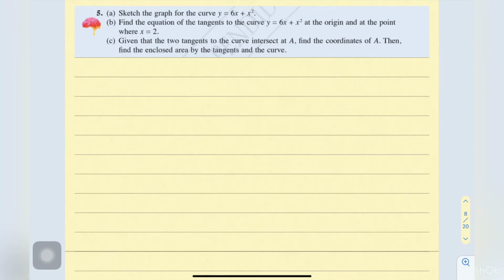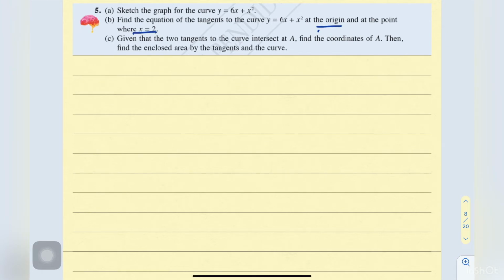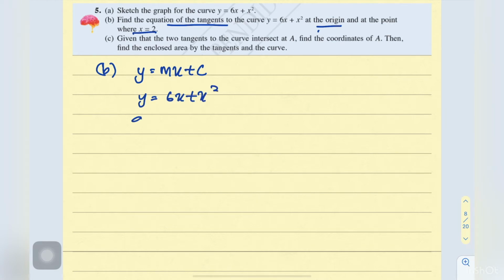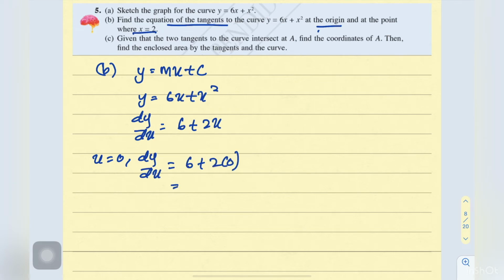B, find the equation of the tangent to the curve y equals 6x plus x squared at the origin and the point where x equals 2. So equation of tangent, y equals mx plus c. The gradient of tangent is dy/dx, so you differentiate y with respect to x. So y equals 6x plus x squared, dy/dx is 6 plus 2x. Then at the origin, meaning that x equals 0, dy/dx equals 6 plus 2 times 0 equals 6.